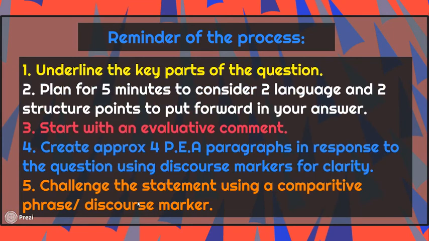Okay, just to summarise then, let's have a reminder of the process. Firstly, as always, you are going to need to underline the key parts of the question so you know what you're dealing with. Then you're going to take 5 minutes to plan, and you're going to consider, hopefully, 2 language points and 2 structural points that are going to help you to deal with the student's statement. Then you are going to begin to write your answer, but you're going to start with an evaluative comment. You are then going to move on to create your 4 PEA paragraphs, 4 if it's possible, but whatever number you're able to achieve within that time will be fine.